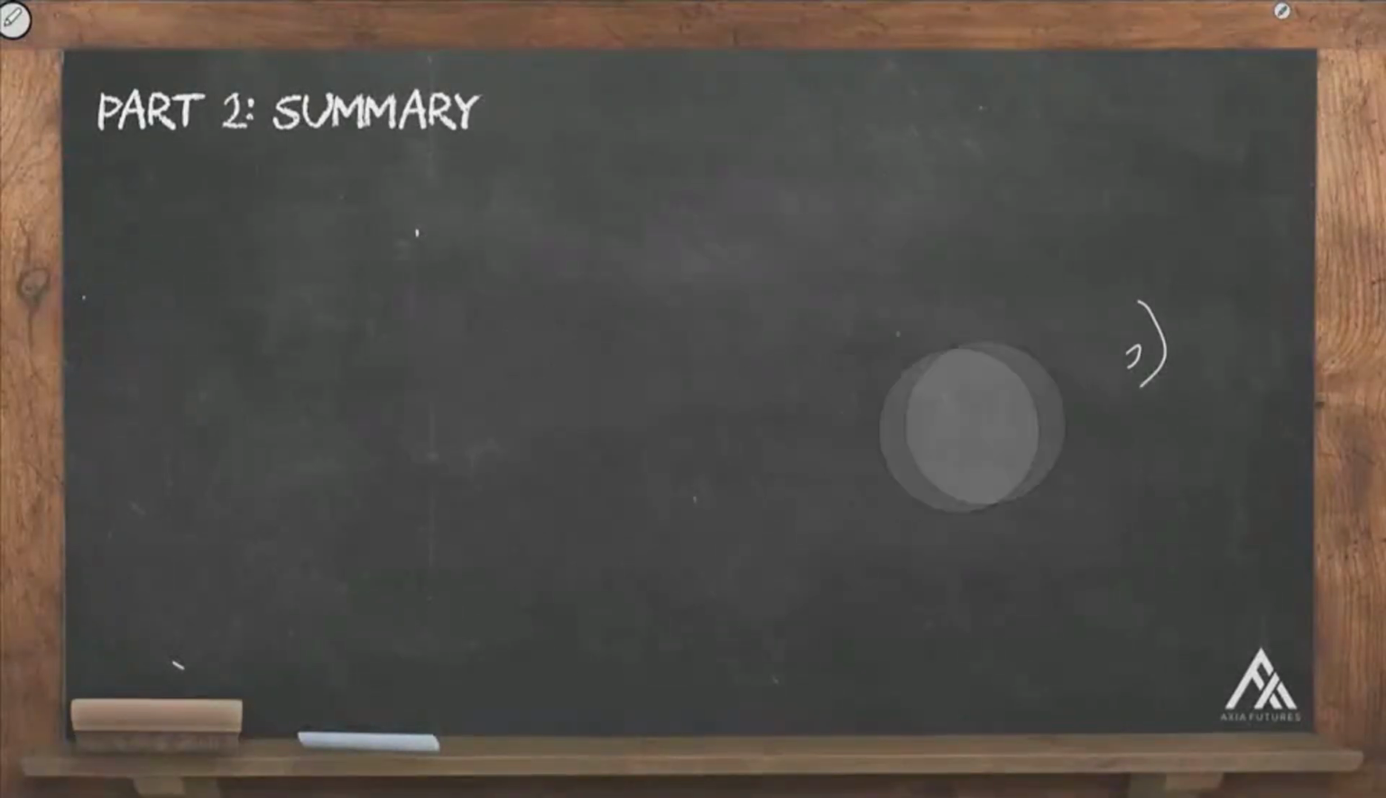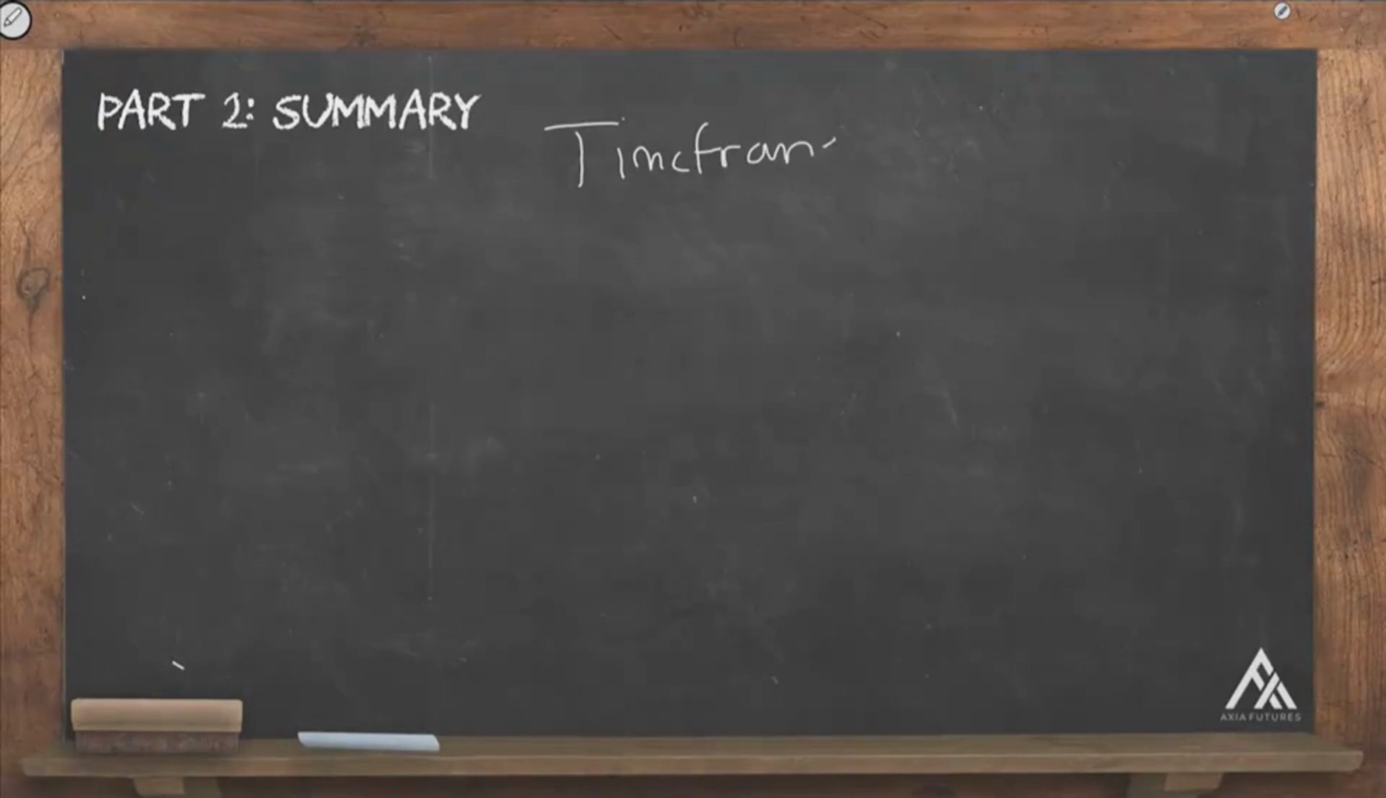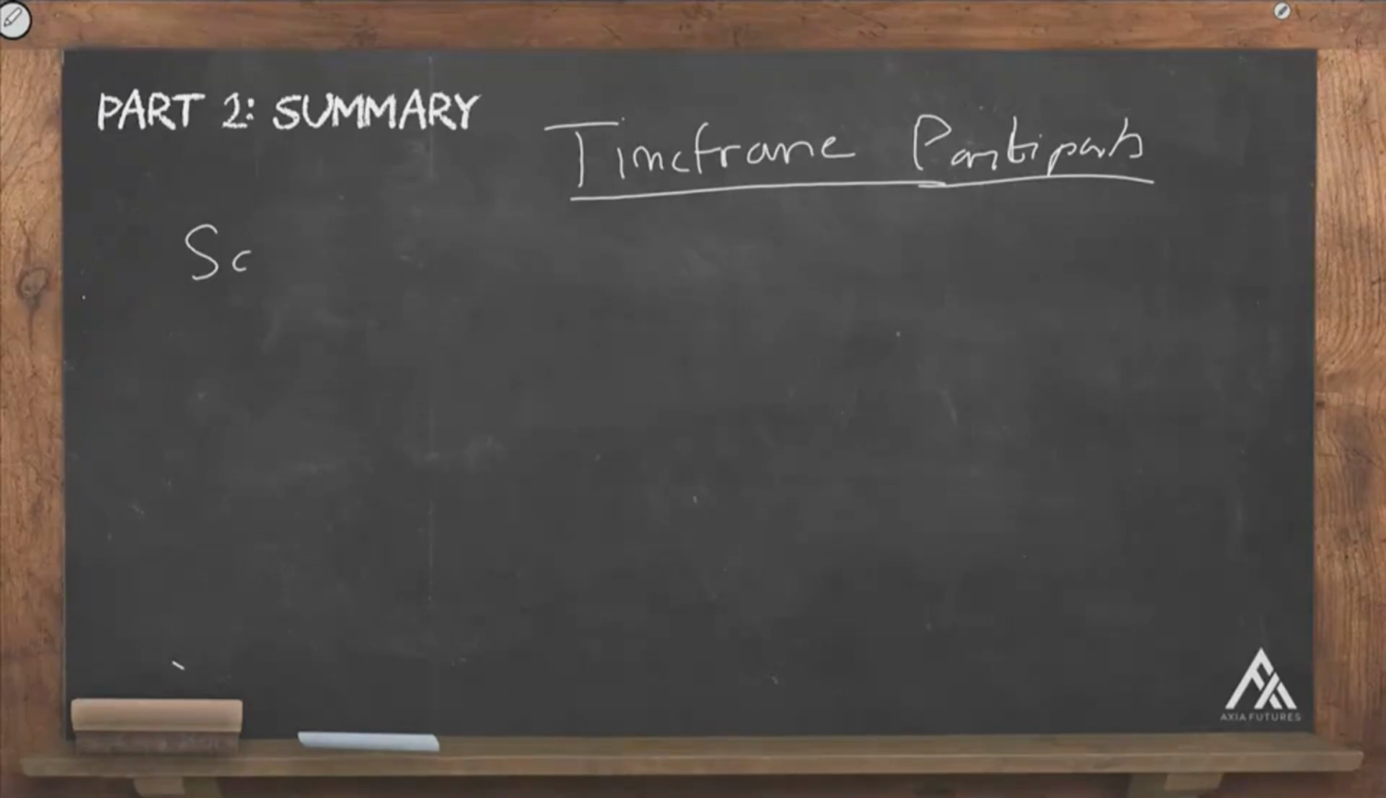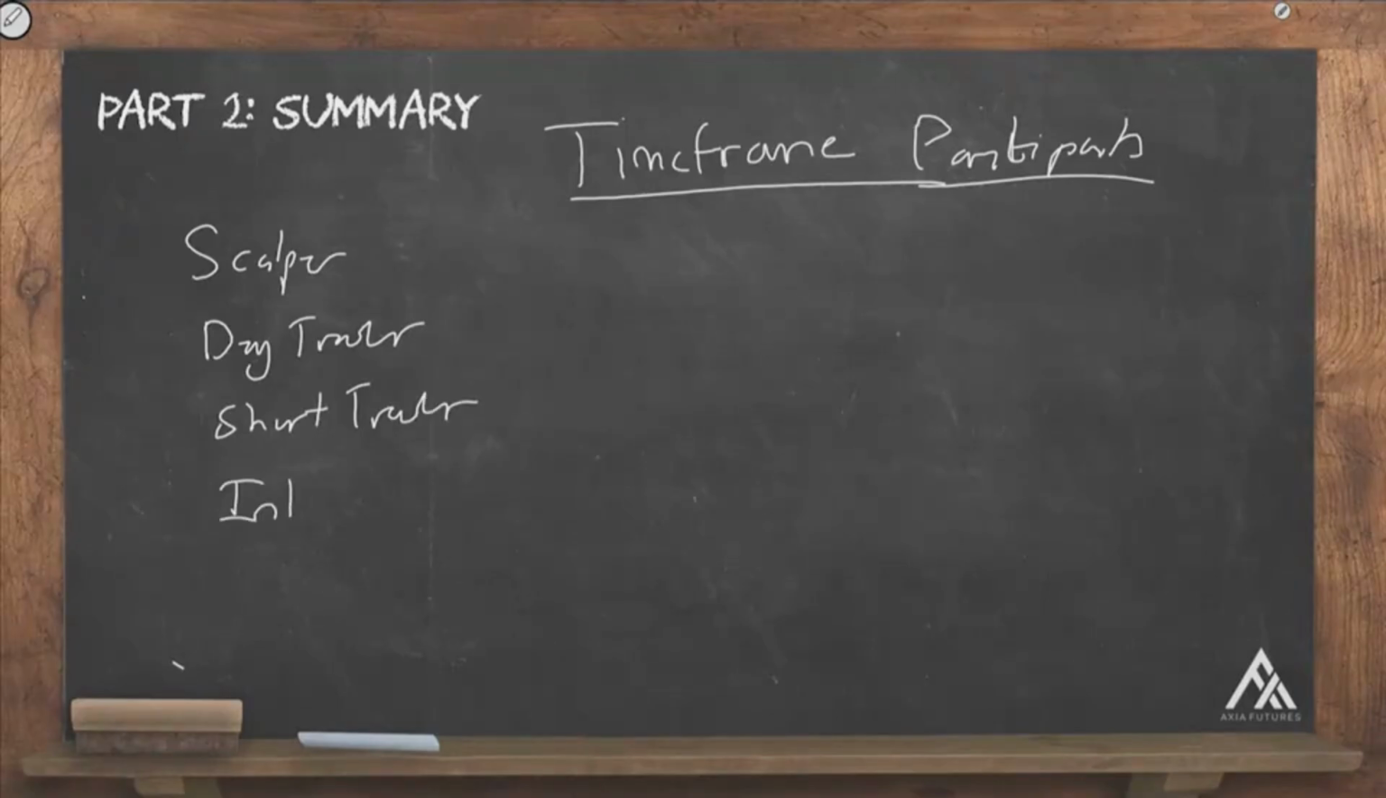We then moved on and went a little bit deeper and started to talk about specific time frame participants. And this is crucial. I'm going to go through an example of each one of these now because this is quite an important principle we spoke about. So we spoke about the scalper, the day trader, and the short-term trader. And then we spoke about the intermediate or swing trader. And last but not least, we spoke about the long-term trader.